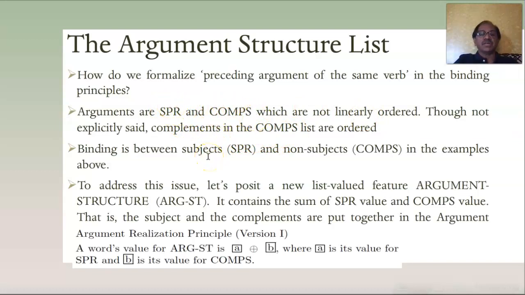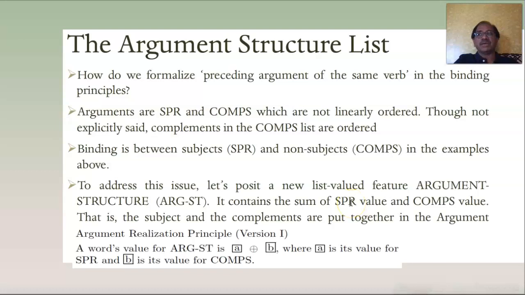And we also need binding between subject and non-subjects. So we have to relate them. To address this issue, we posit a new list valued feature. We are adding a new feature which has lists as its value. The feature is called argument structure, or in short ARG-ST. Argument structure is a feature. What does it contain? It contains the sum of specifier value and comps value.